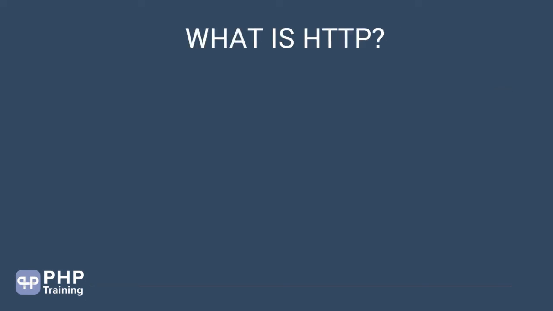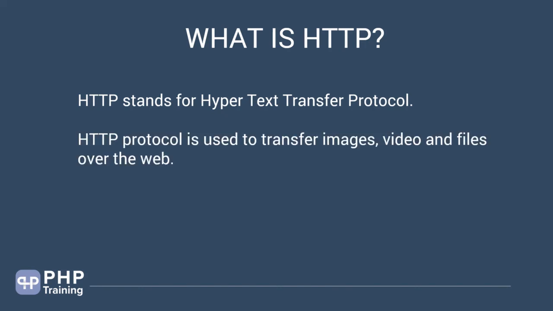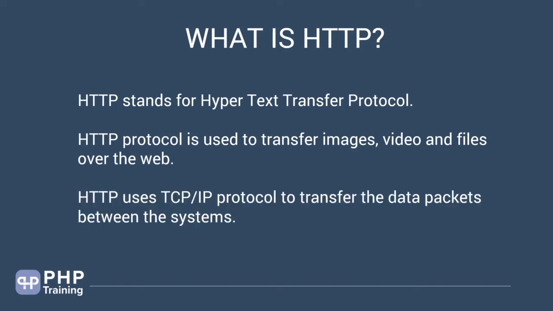So let's do a quick definition of what is HTTP. HTTP stands for Hypertext Transfer Protocol. That's the definition of it, because HTTP's purpose is to transfer hypertext. That's why it's called Hypertext Transfer Protocol. And the HTTP protocol is used to transfer images, videos, files over the web. Obviously HTTP uses the TCP/IP protocol to transfer the data packets between systems, and it is built on top of TCP/IP. So that's all about the HTTP protocol.